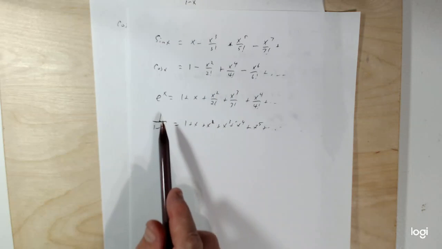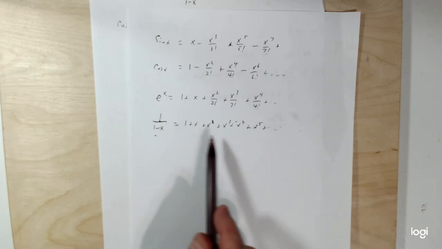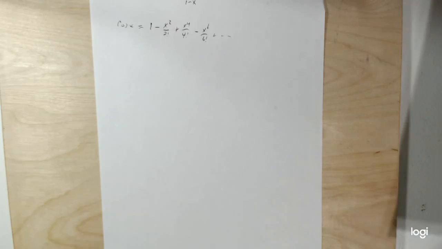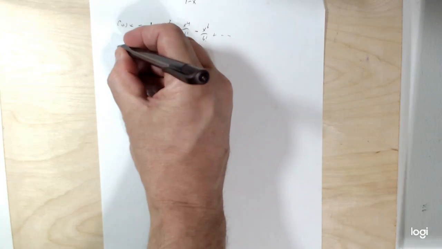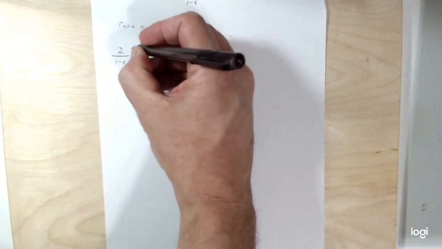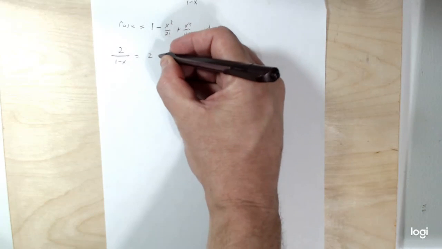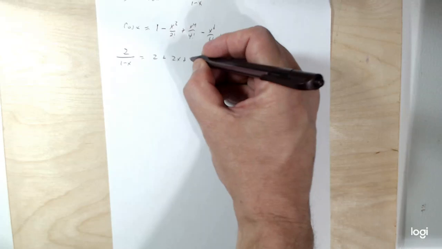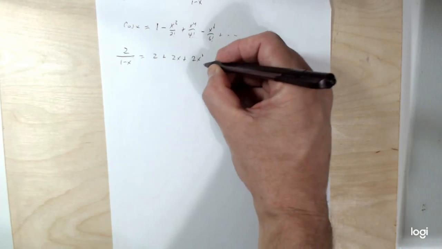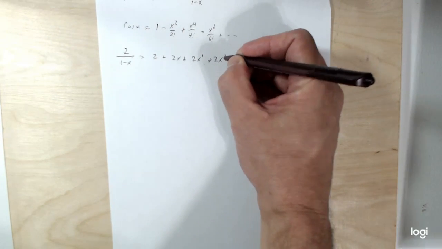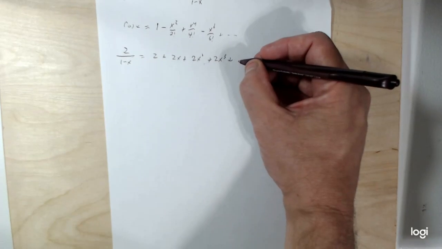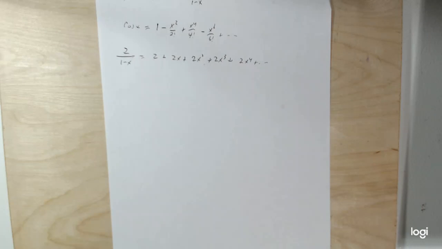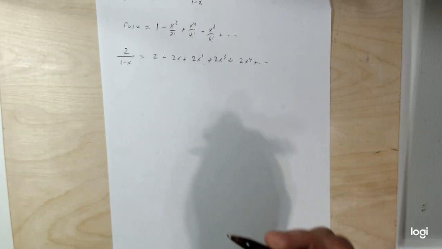We also know that 1 over 1 minus x is this. If I multiply through everything by 2, I'm going to get 2 over 1 minus x. So 2 over 1 minus x is going to be 2 plus 2x plus 2x squared plus 2x cubed plus 2x to the 4th, and so on. And so to subtract them, all we do is we go ahead and we subtract term by term.